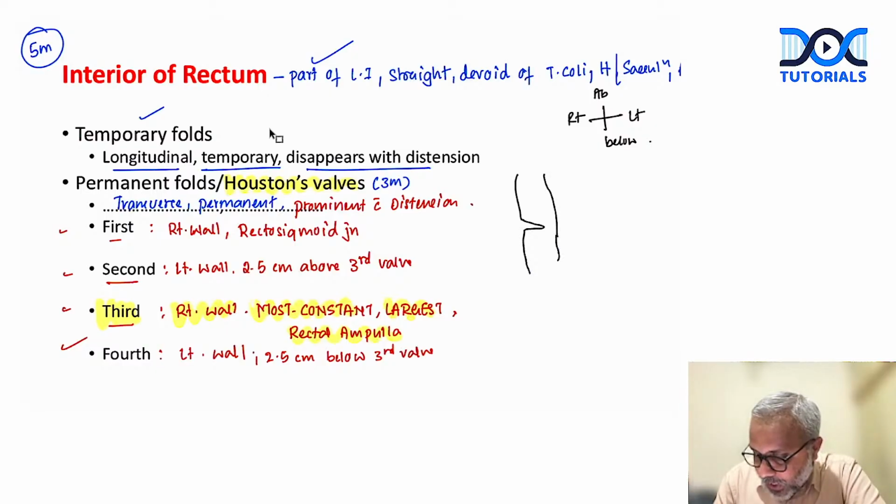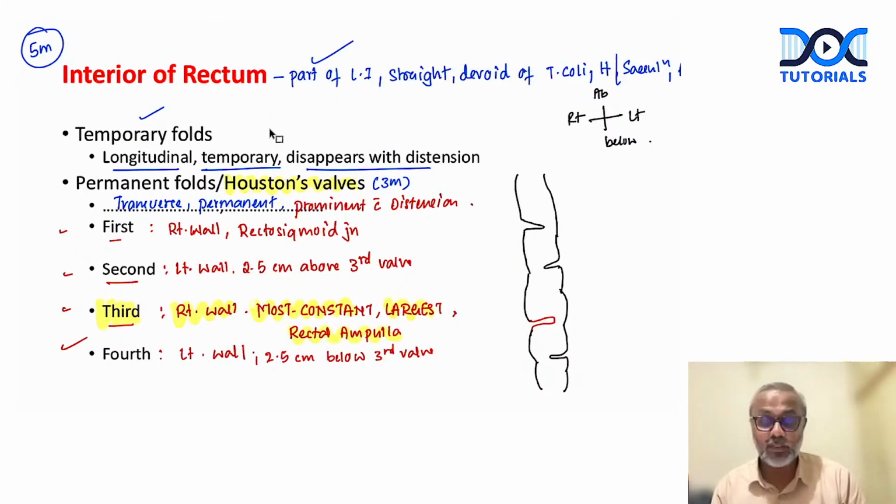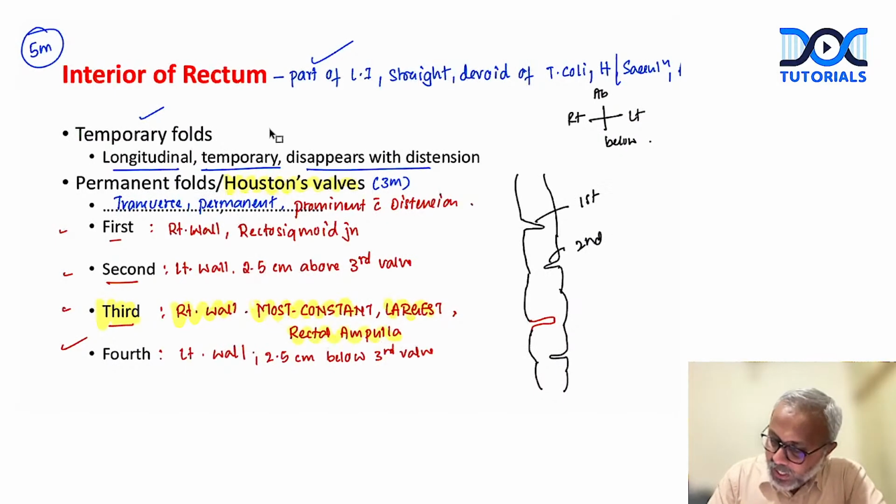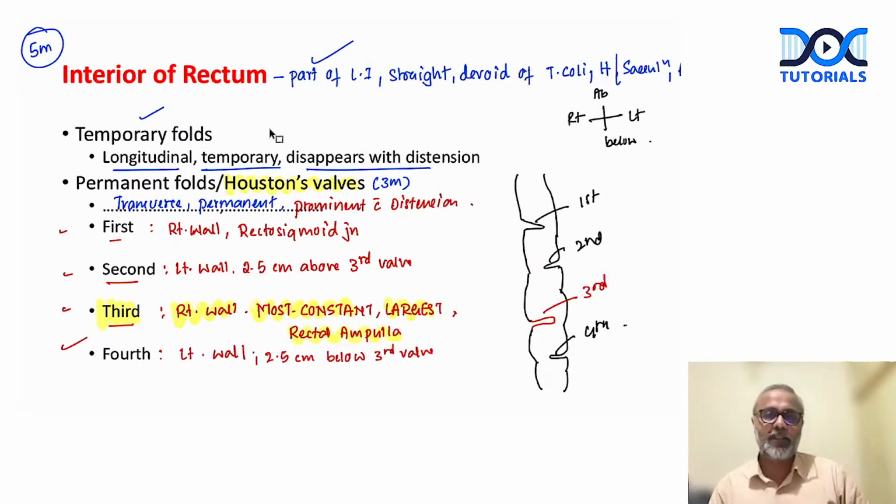How about the second valve? The second valve comes from the left side, right? So draw it. And then comes the enlarged rectal ampulla, which has the most prominent wall. So show it in a different color, right? Then continue and show the fourth valve. So this is how we can show the interior of the rectum. Label it as first Houston valve, this is second, and the most important, this is the third, and this is the fourth valve.